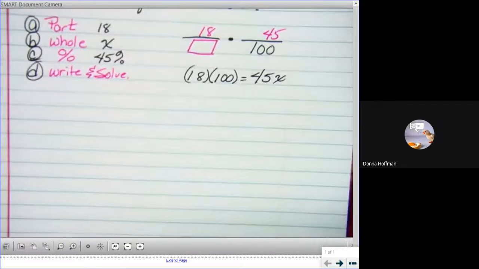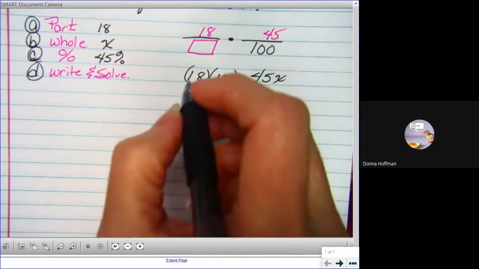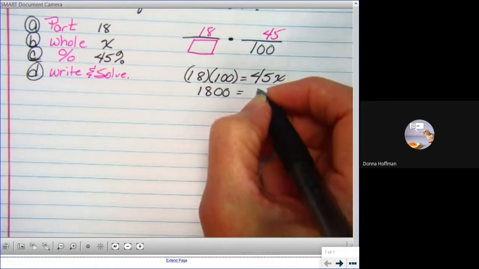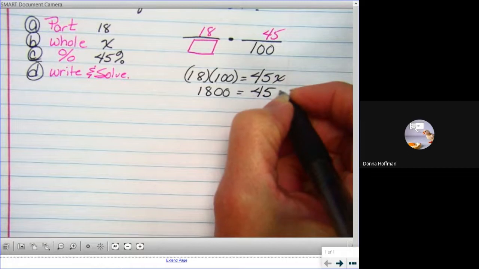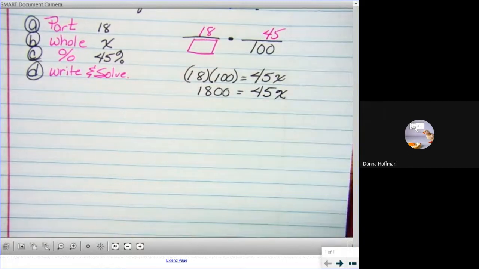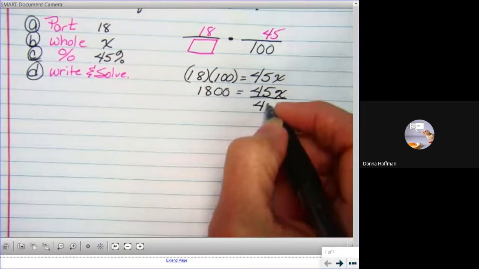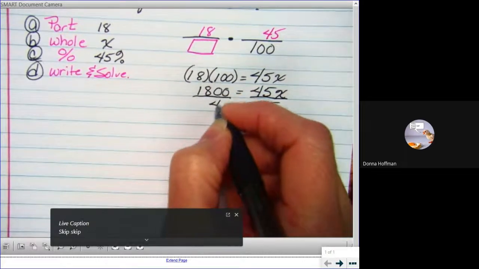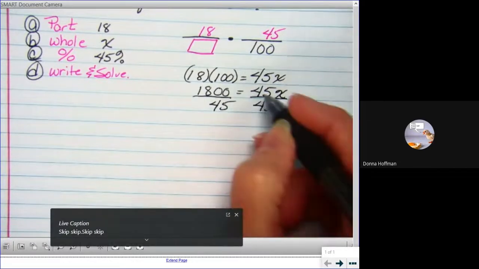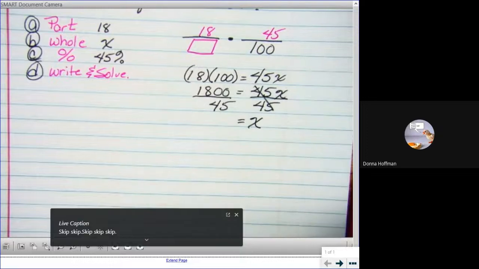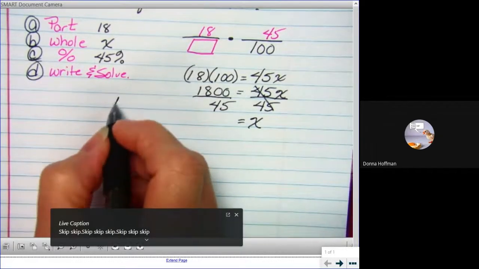And what did you guys get when you multiplied 18 times 100? 1,800. That's super easy, y'all. And so how are you going to get rid of the 45? By dividing both sides by 45. So that cancels out, leaving X by itself. And then I might have to do some long division sometimes. And you know what? That's okay. I can do that.